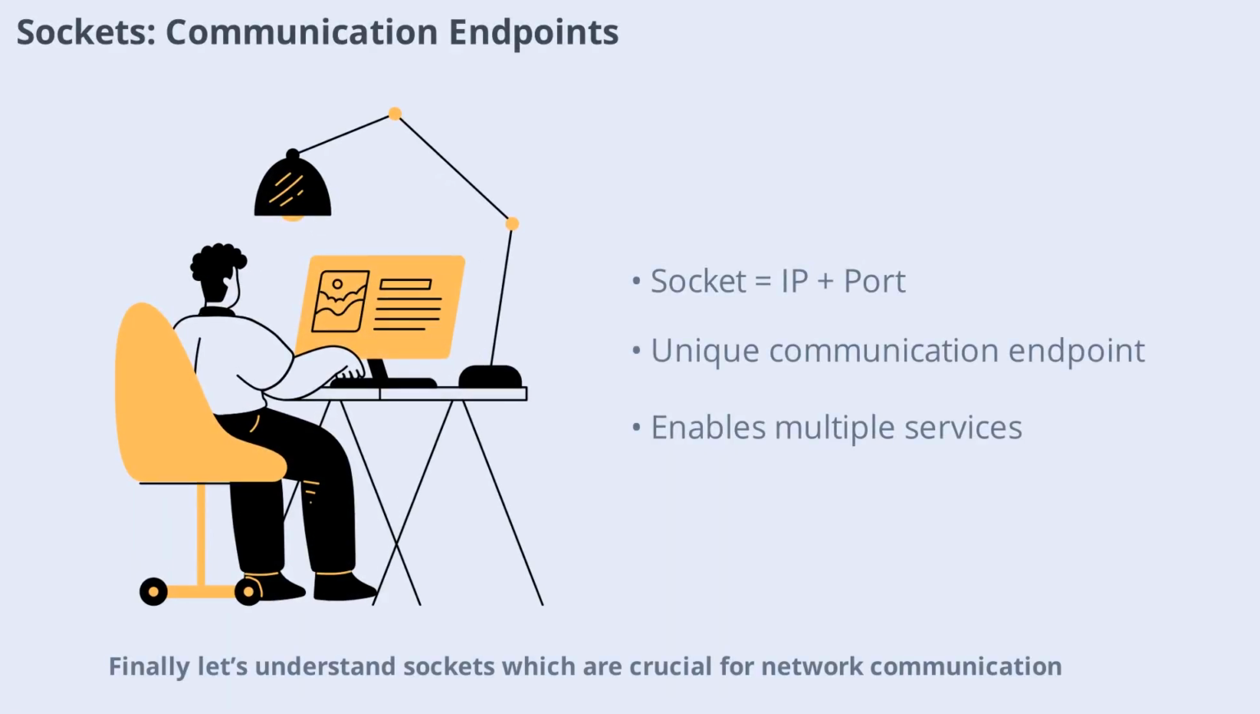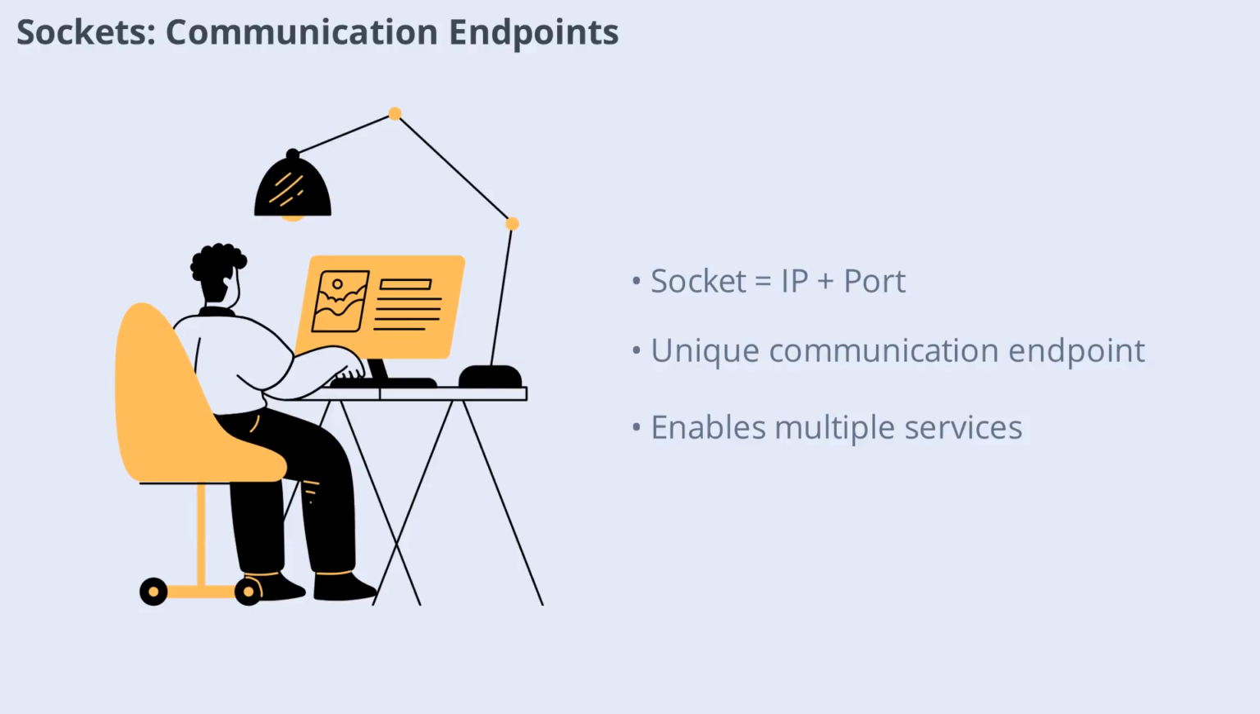Finally, let's understand sockets, which are crucial for network communication. A socket is simply a combination of an IP address and a port number, creating a unique endpoint for data exchange. For example, 192.168.110.80 represents an HTTP web server, while 192.168.110.443 could be the same device running an HTTPS service.